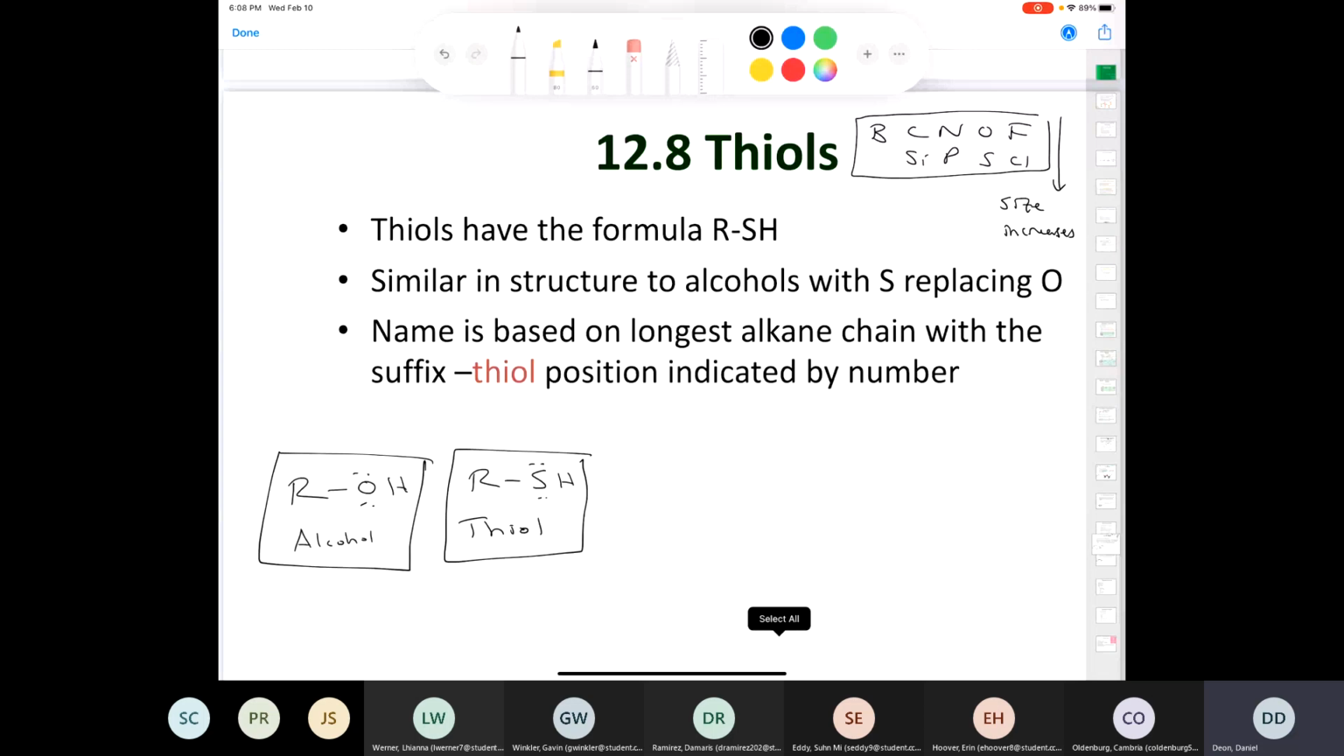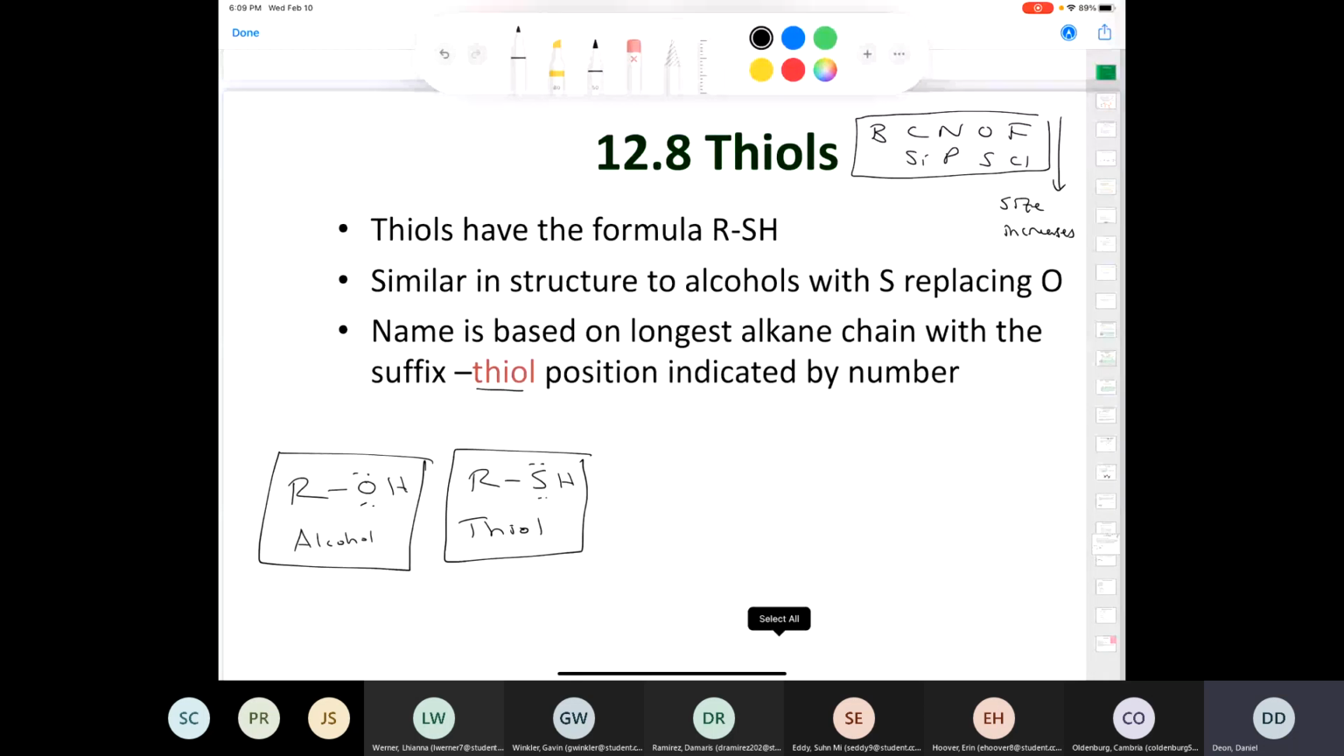So again, similar in structure to alcohols with the sulfur replacing oxygen, but we're going to talk about nomenclature of thiols a little bit. The name is based on the longest chain with the suffix thiol, position indicated by the number. Now, if you're a little bit unclear about what that means, I'll clear it up for you.